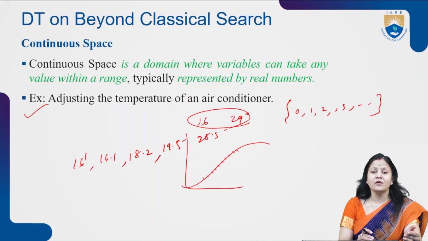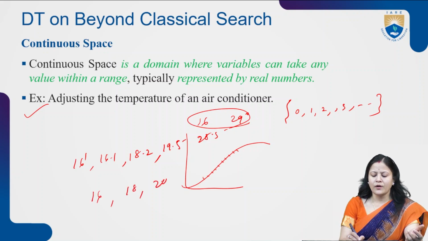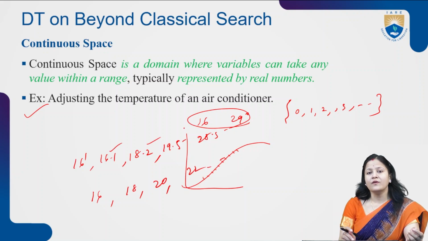If you compare with a discrete space, or discrete values, which take fixed values, if I say the AC temperature is in the discrete range between 16 to 29, that means it may be 16, it may be 18, it may be 20, it may be 22, and so on. These fractional values will not be considered in the case of the discrete space.